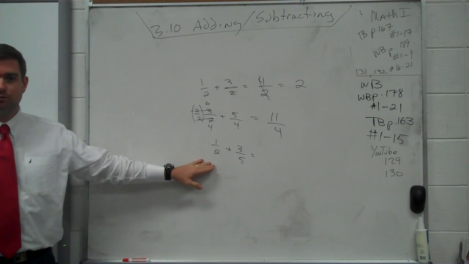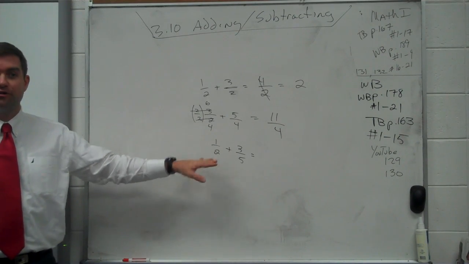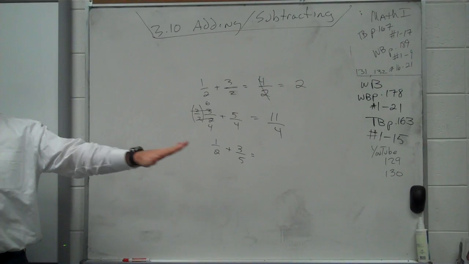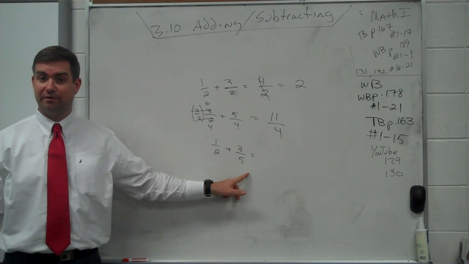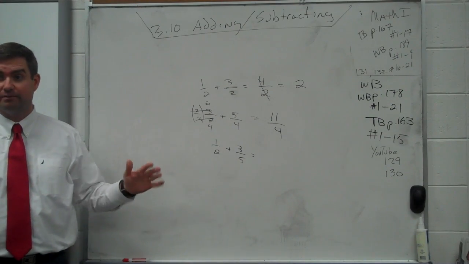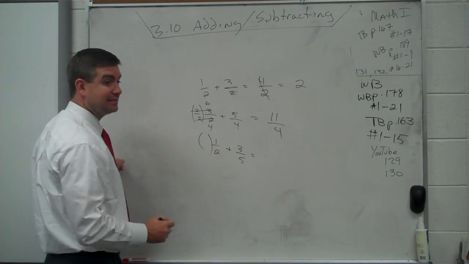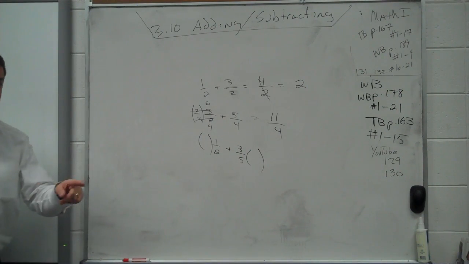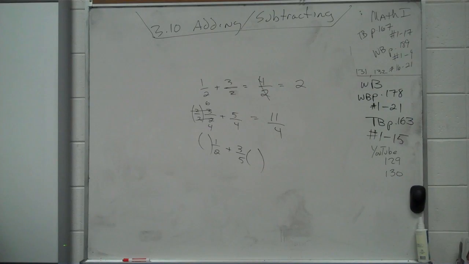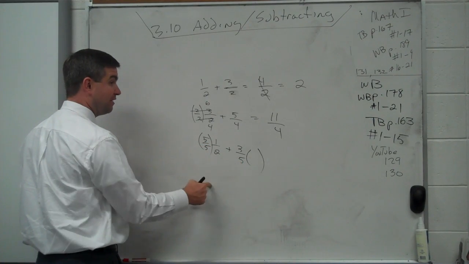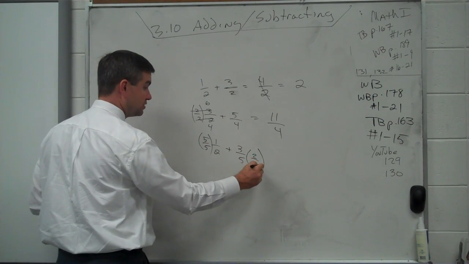Alright, how about the last one? 1/2 and 3/5. Do they have anything in common? No, they don't have anything in common, right? I can't change a 2 into a 5, and I can't change a 5 into a 2. So I'm going to have to do something to both of them. I'm going to have to multiply this one by something, and I'm going to have to multiply this one by something. Okay? What am I going to multiply the 1/2 by? 5 over 5. What am I going to multiply the 3/5 by? 2 over 2.